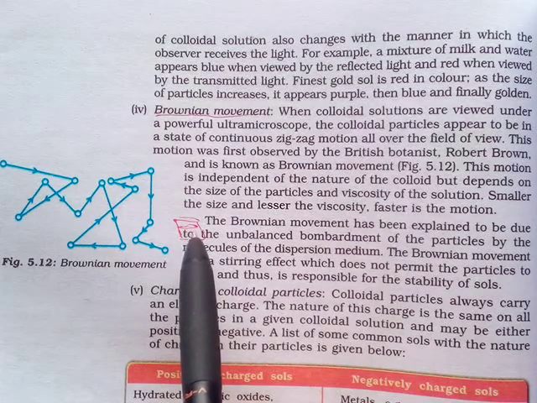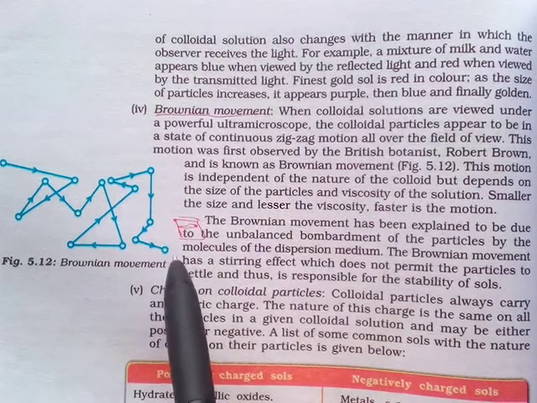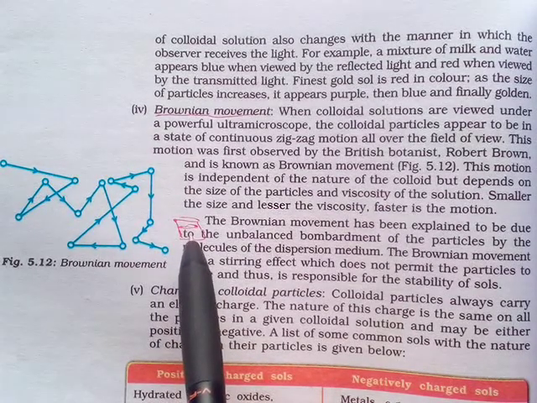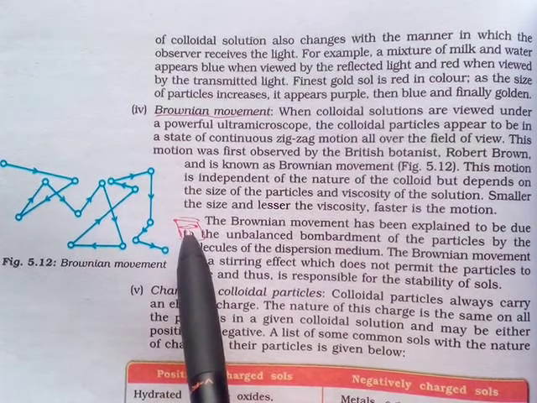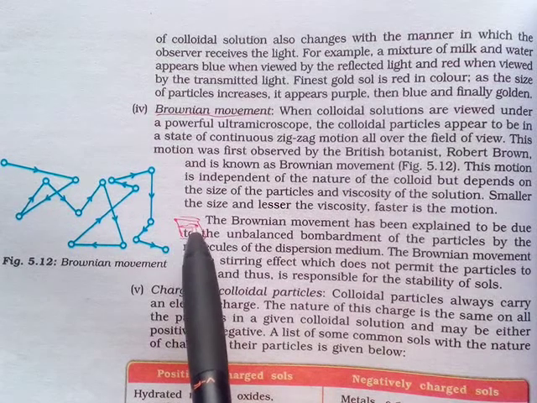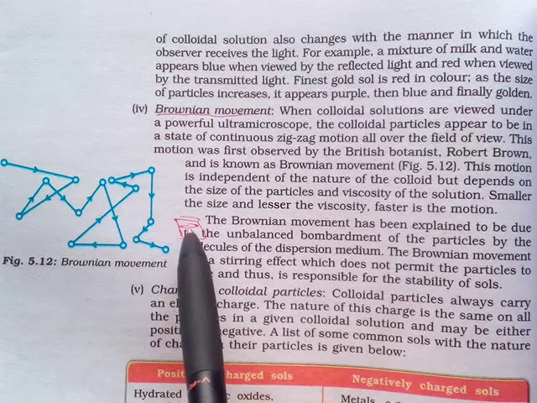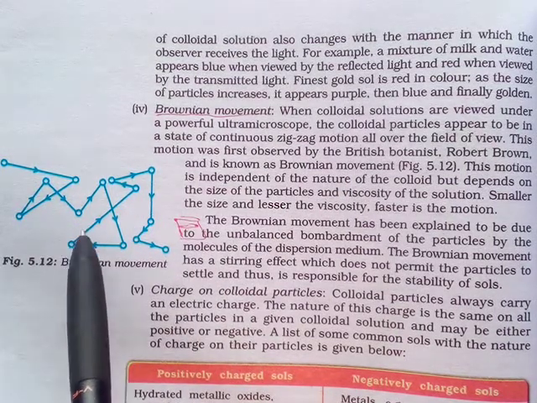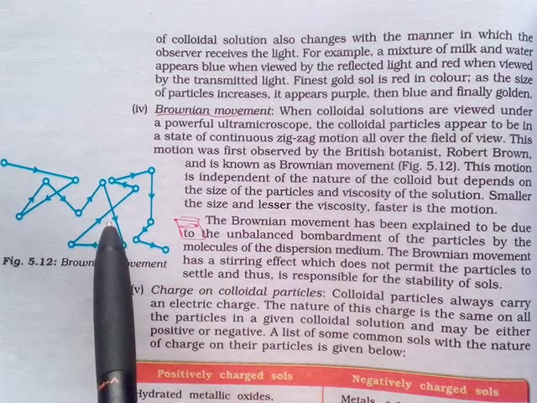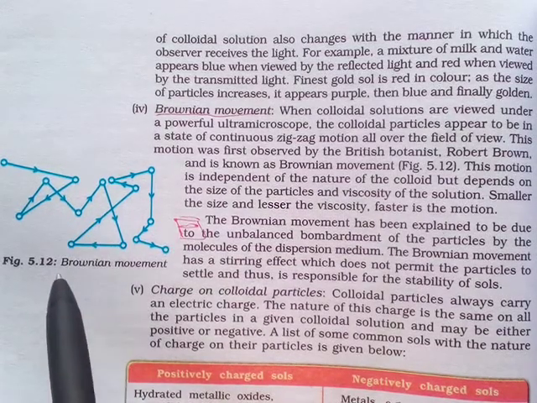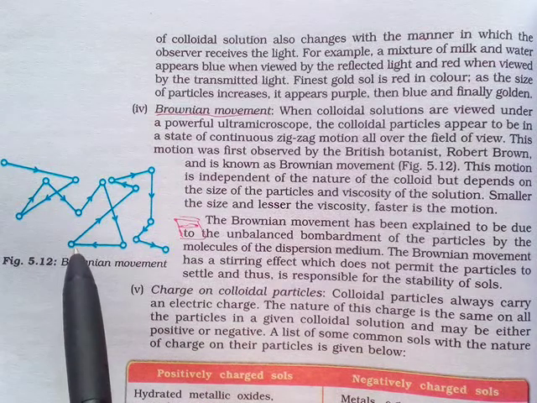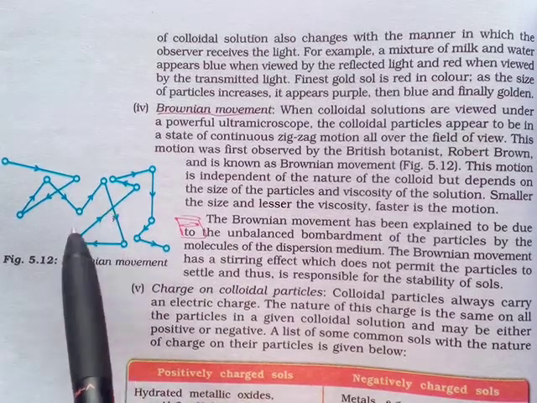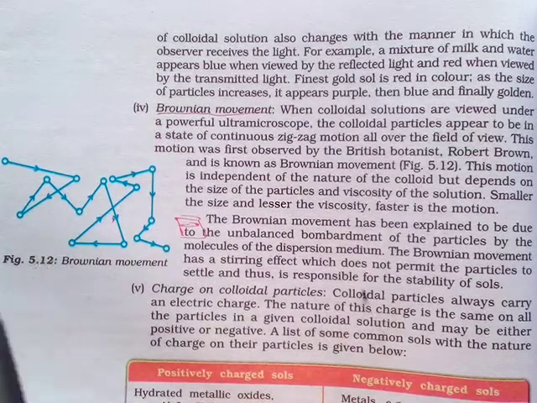It has been said that the dispersion medium, here the water, the water molecules are continuously bombarding that pollen grain. So the pollen grain is moving from here to another place. The same applies here also. In a colloidal solution, the colloidal particle is continuously bombarded by the solvent molecules, or the particles of the dispersion medium, right? So that's why the colloidal particle keeps on moving randomly in a zigzag motion.